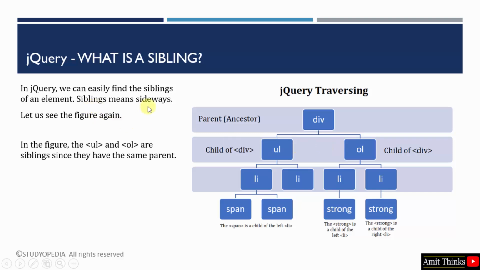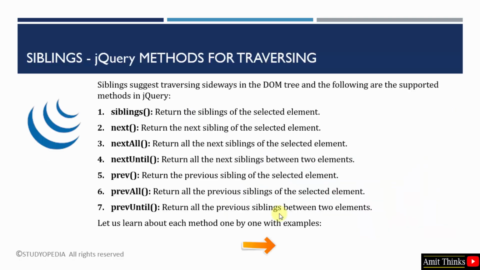Sibling can be understood by the term sideways, obviously side. UL and OL, LI and LI, and span. So both these span elements are siblings. Now let us see the built-in methods. The following methods are provided for traversing to find the siblings. So under the DOM tree, the sibling concept suggests traversing sideways.